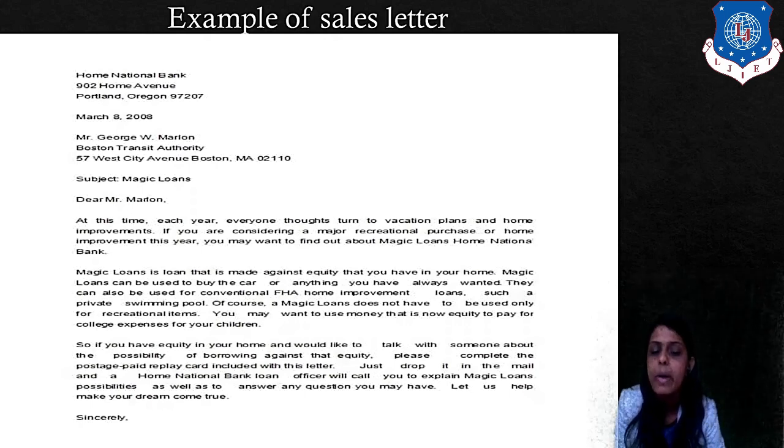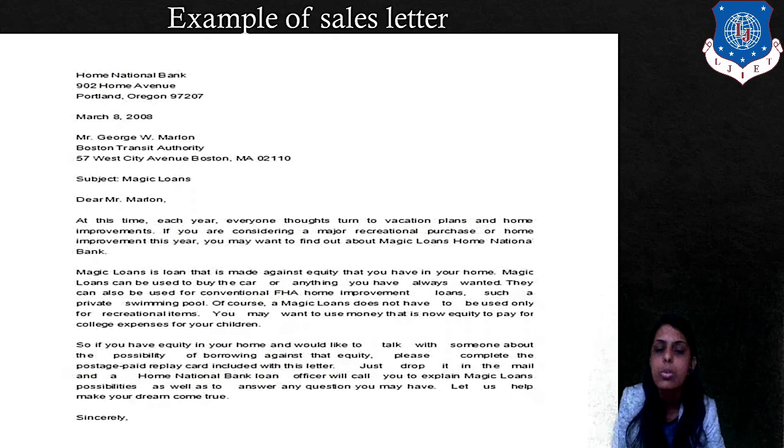A Magic Loan is a loan that is made against the equity that you have in your home. Magic Loans can be used to buy a car or anything you have always wanted, so it is attracting the audience. They can also be used for conventional FHA home improvement loans, such as a private swimming pool, of course. Magic Loans do not have to be used only for recreational items. You may want to use the money from your home equity to pay for college expenses for your children. So what kind of features do Magic Loans have, right? That is, what kind of loans will be given by Magic Loans. That information is in the second paragraph.